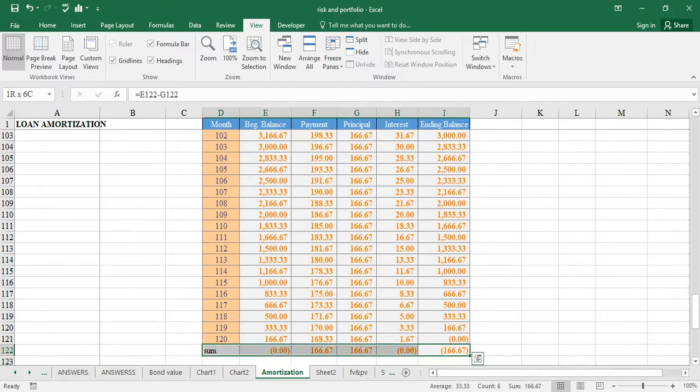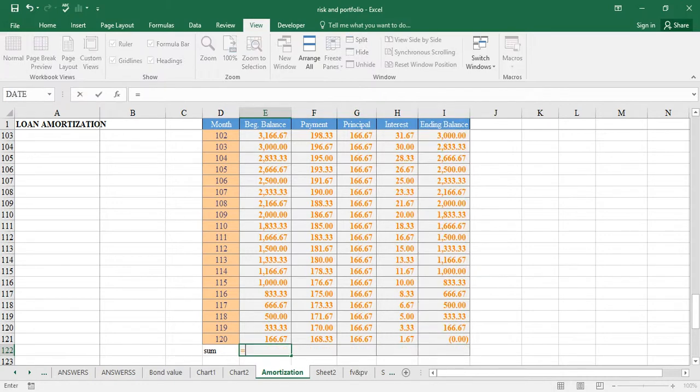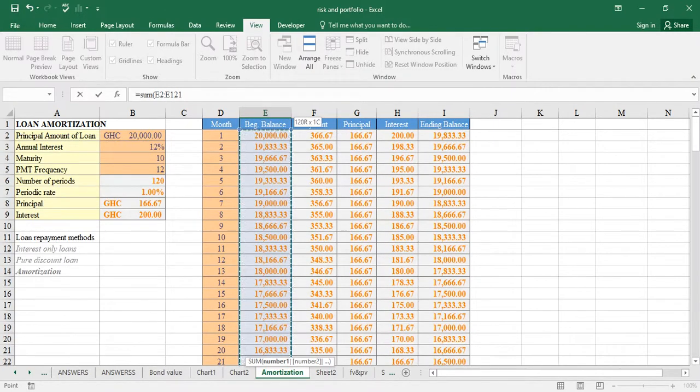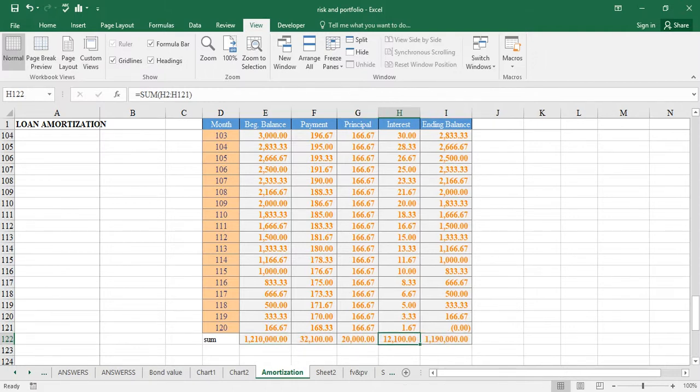So let's clear the last cell, since that is going to be our sum. So we have the sum to estimate the total amount here. Okay, so that's the total beginning balance. We will not really need it for any analysis, but the most important ones are the total payments, as we have here, total principal, as we have here, then the total interest payment.